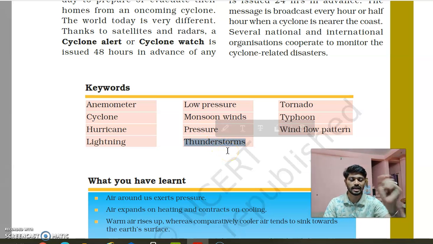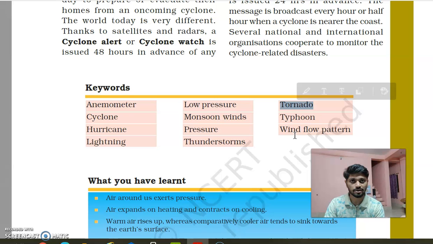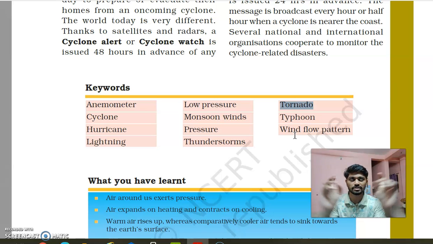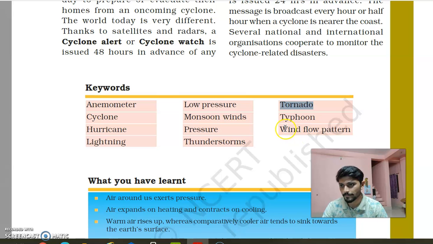Thunderstorms are nothing but the lightning and sounds that we see during monsoon. Tornado is a special type of cyclone. It is a funnel-like structure. On the top, it extends from the sky towards the land. On the top, it has a funnel-like structure, very broad, and on the bottom side, it has a very narrow structure. It does not happen usually in India, but it happens in the North American continent.